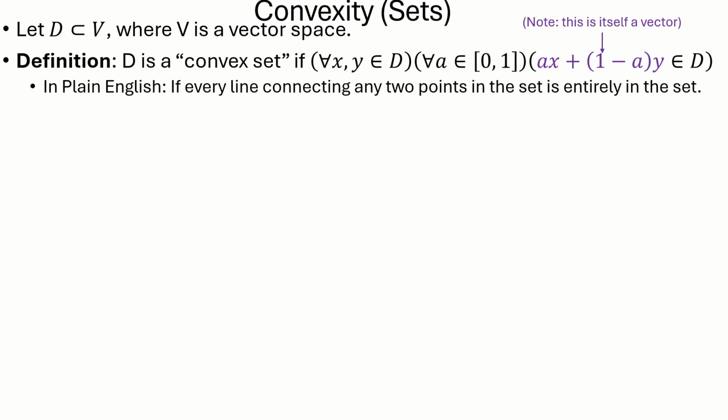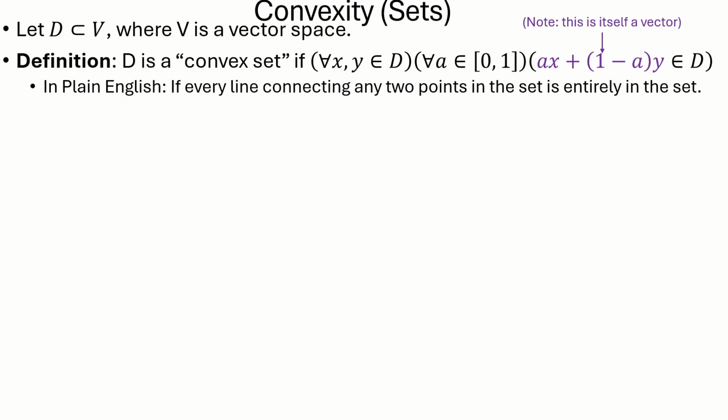Suppose we have some subset D of a vector space. We say that D is a convex set if for all pairs of vectors x and y within D, and for all real numbers a between 0 and 1, the vector ax plus (1 minus a)y is also inside D. The expression ax plus (1 minus a)y is an important one to remember and make sense of.